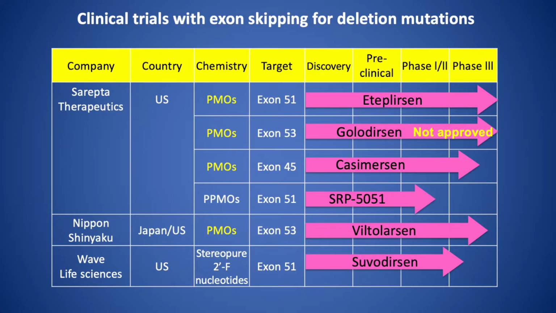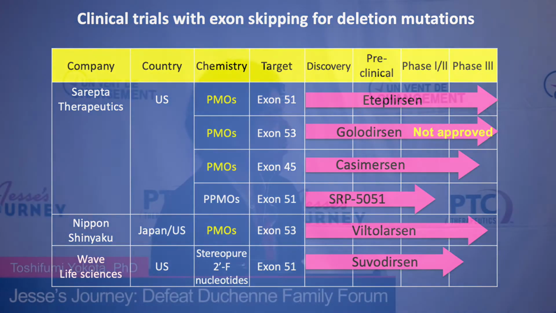This one is Nippon Shinyaku, or NS Pharma. I think Calgary has started a clinical trial with it as well. So this is another quite hopeful antisense oligo. And also Wave Life Sciences, they use stereopure antisense oligos. This is new chemistry, and they started exon 51 skipping trials. So several companies are now starting clinical trials, and this field is expanding.